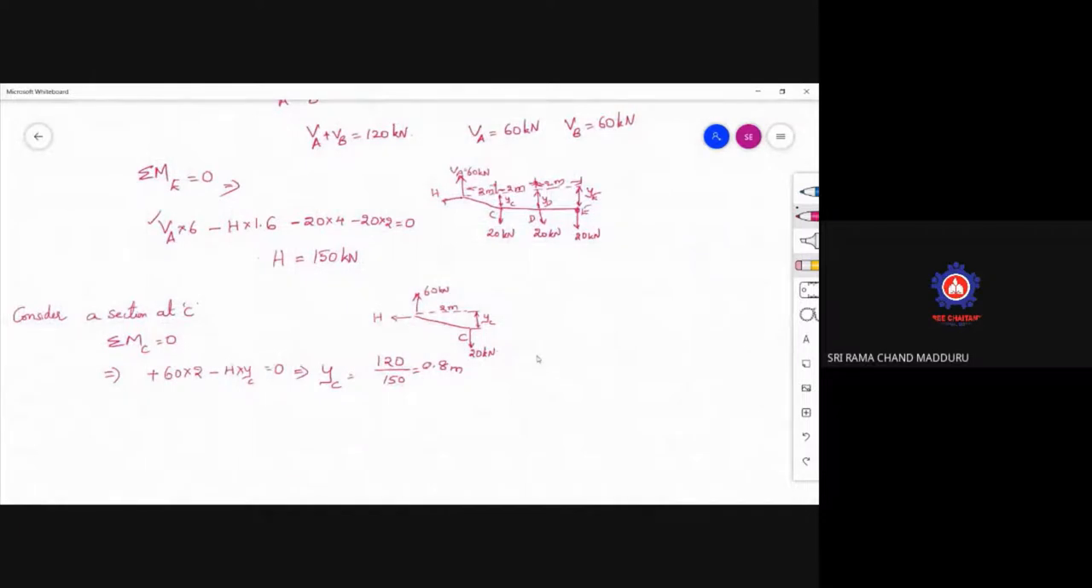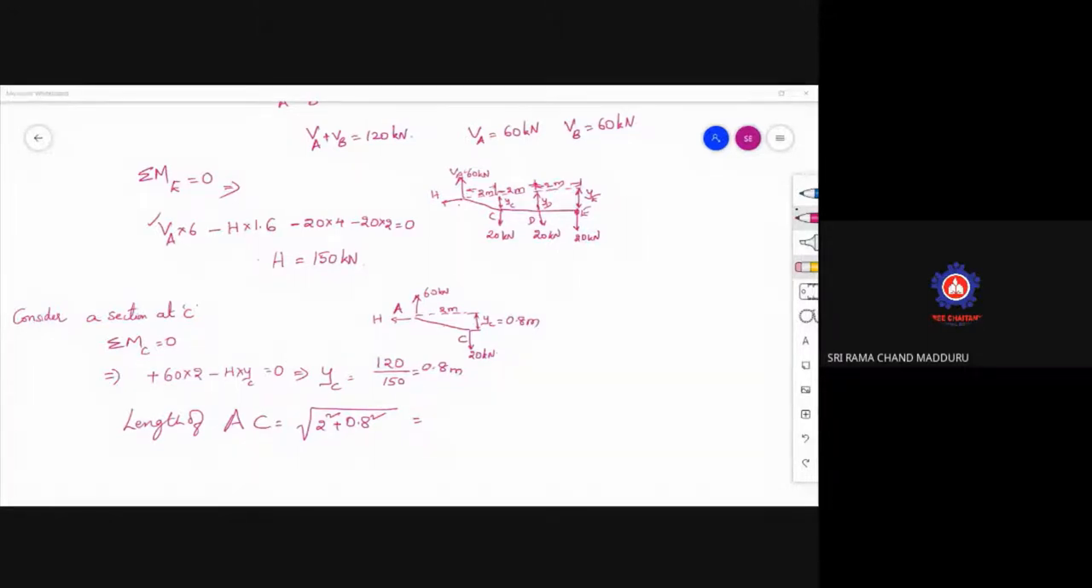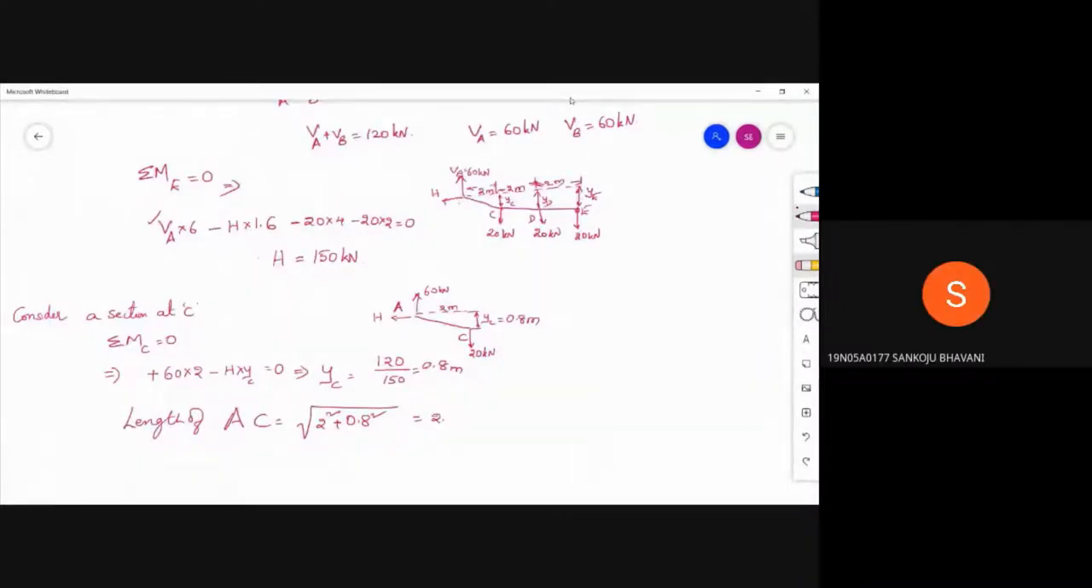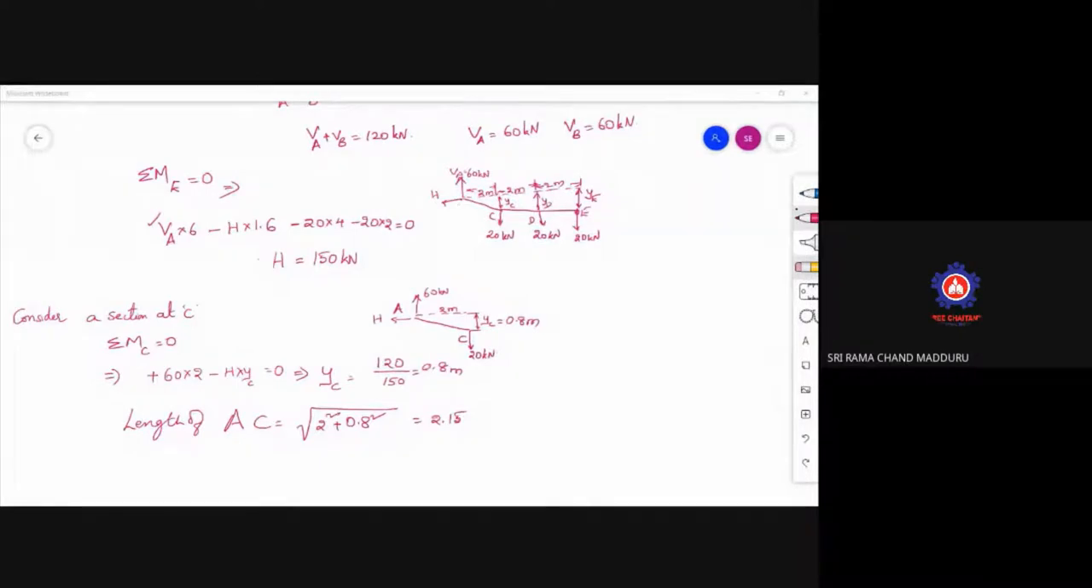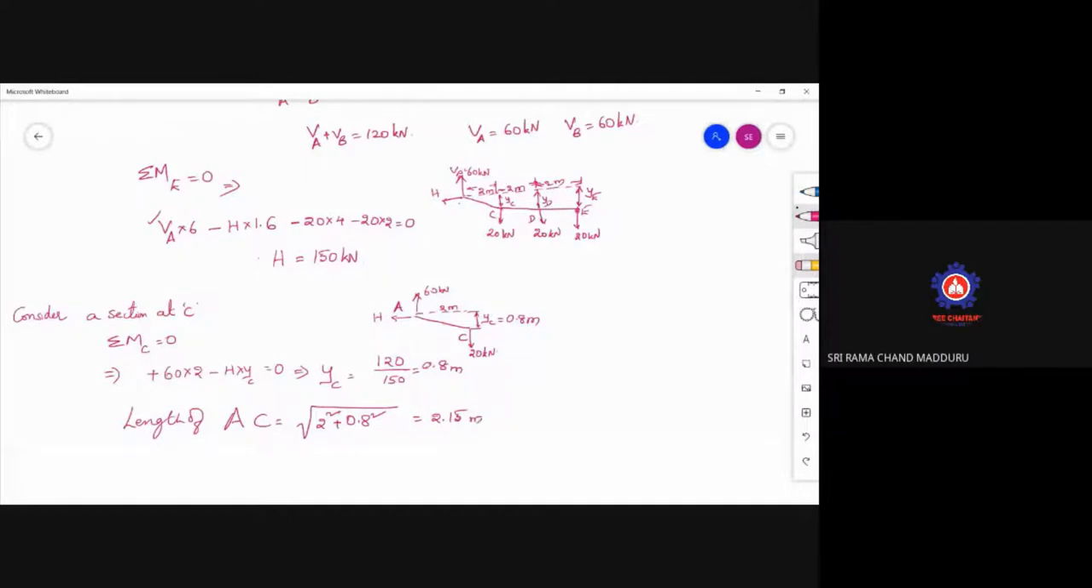Now you call it as this is A, this is C, you got YC as 0.8 meters. Length of AC is equal to square root of 2 squared plus 0.8 squared, which is YC whole square. So the length of AC is 2.15. Is it correct? Yes, sir. So 2.15 meters is the length of AC.